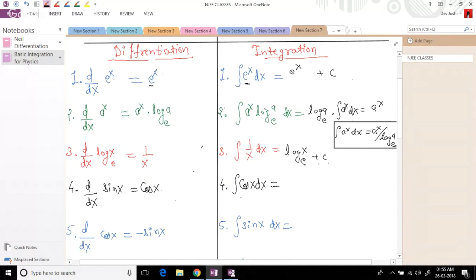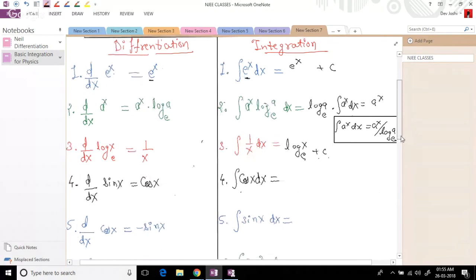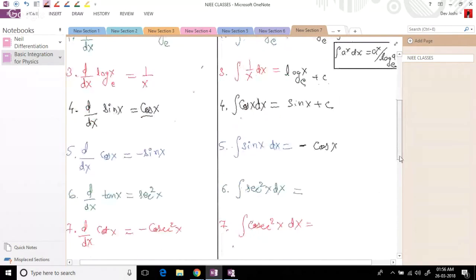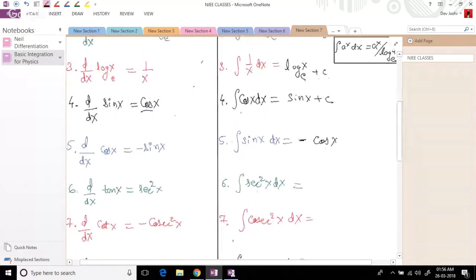All right. What is the next one? d by dx of sine x is equal to cos x, right? So similarly, integral of cos x dx is going to be equal to sine x plus c, correct? Differentiation of cos x is equal to minus sine x. So integral of minus sine x is equal to cos x, so the minus can be multiplied to the RHS also. So integral of sine x is equivalent to minus cos x.